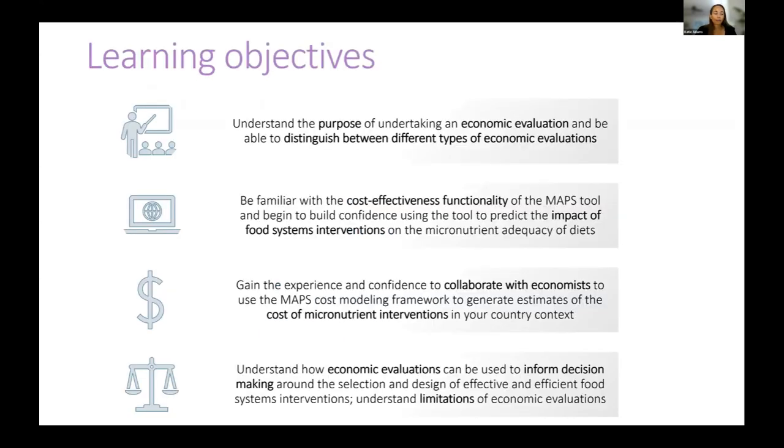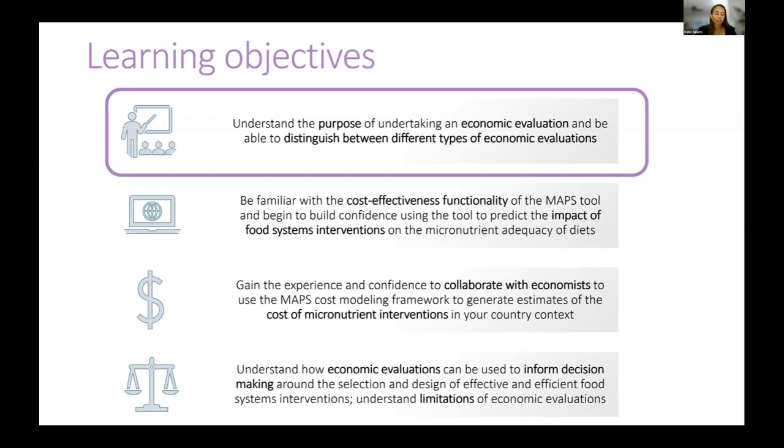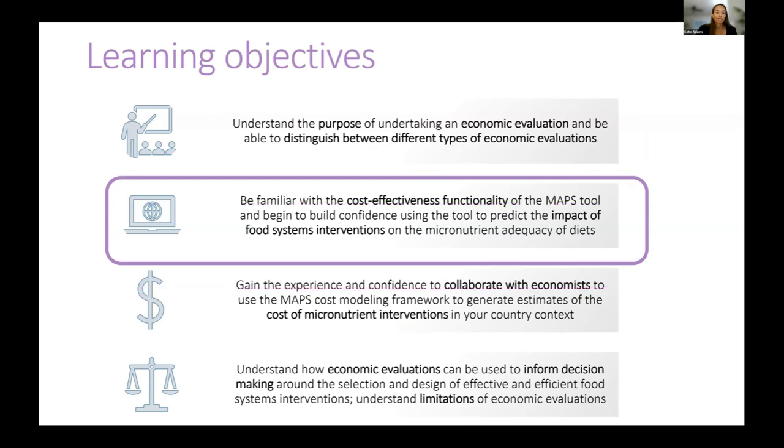There are 4 main learning objectives for today. The first learning objective is to understand the purpose of undertaking an economic evaluation and to be able to distinguish between different types of economic evaluations. So, what do people mean when they say something is cost effective versus something has a high cost benefit ratio? The second learning objective is to become familiar with the cost effectiveness functionality of the MAPS tool, and to begin to build confidence using the tool to predict the impacts of food systems interventions on the micronutrient adequacy of diets.